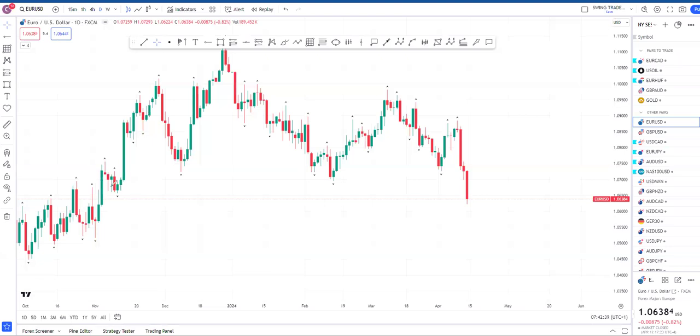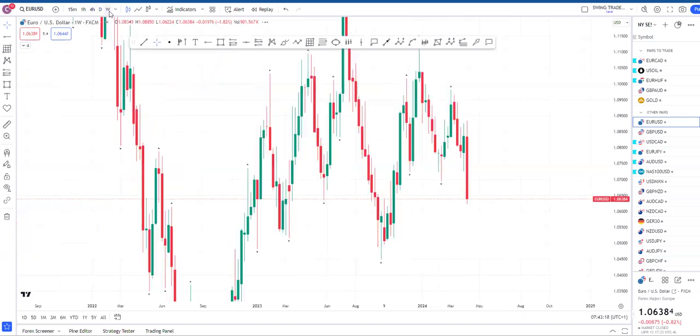Let me just annotate. We have a break of structure here. Here we have a break of structure. So the market took the previous low, and then here we have a very strong break of structure. So we can see that the market is trending down. So we need a continuation. If the market starts pulling back, then we will be able to get that pullback at that level to sell from there. But meanwhile, let me show you what I'm looking at on the weekly.